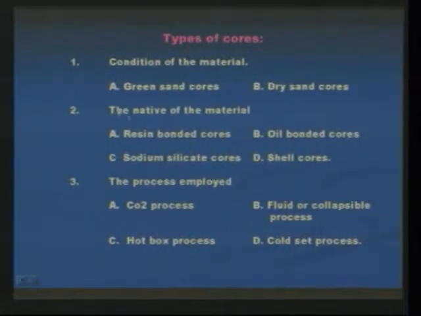Next, depending upon the nature of the material, for production of a good quality core, we must add some bonding materials, such as resin bonded cores, oil bonded cores, sodium silicate cores, and shell cores. Next, thirdly, the processes employed for manufacturing the cores are the CO2 process, fluid or collapsible process, hot box process, and cold set process.